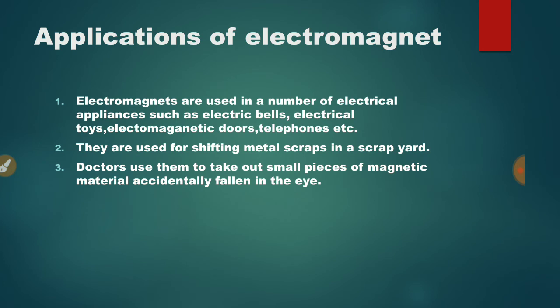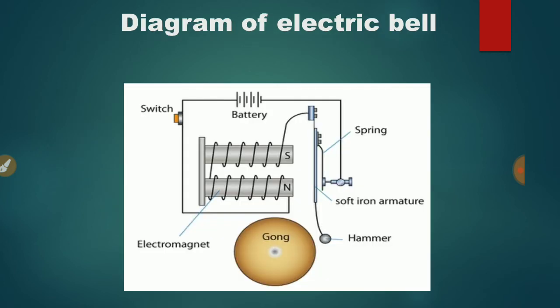Now we have to study the applications of electromagnets. Electromagnets are used in a number of electrical appliances such as electric bells, electrical toys, electromagnetic doors, telephones, etc. They are also used for shifting metal scraps in a scrap yard. Doctors also use them to take out small pieces of magnetic material accidentally fallen in the eye. So these are all the applications of electromagnets.